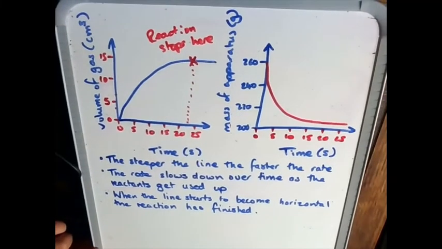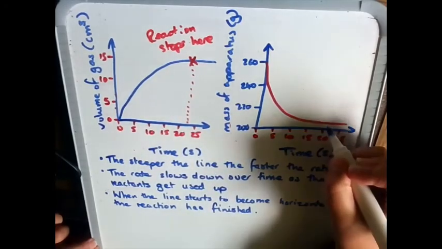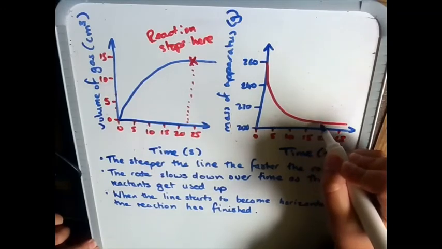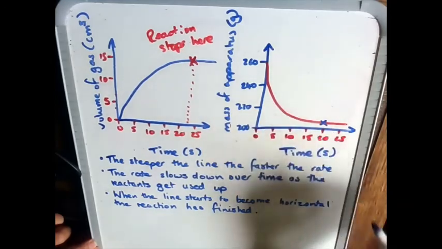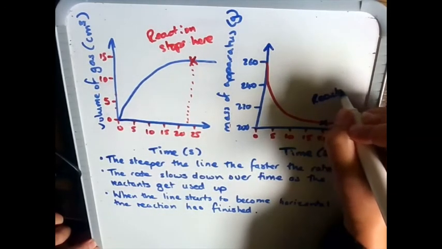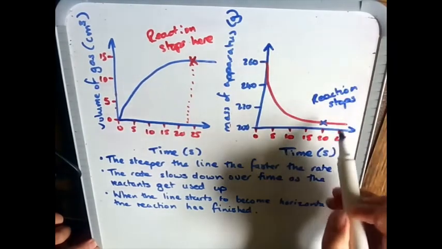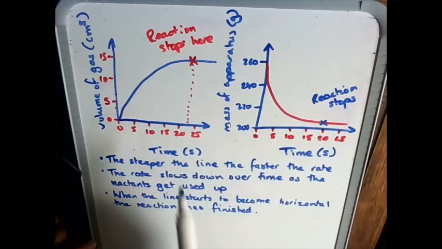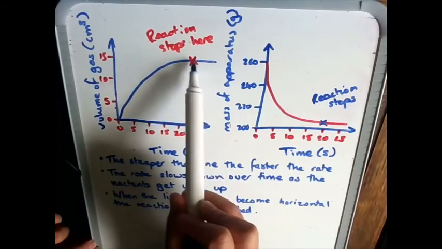And then the next one, the mass of apparatus, again, you're just looking for the point at which the line first starts to become perfectly horizontal. Here it's still going down just ever so slightly. I would say about there, at about 20 seconds, is where the reaction stops. And of course, once the reaction has stopped, there won't be any further decrease in mass because no more gas is given off. Similarly, there won't be any further increase in volume of gas because the gas has stopped being produced.